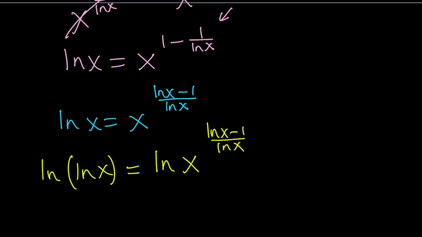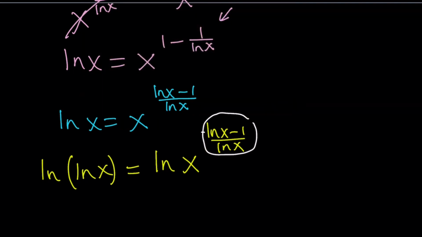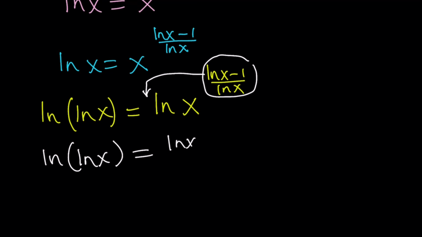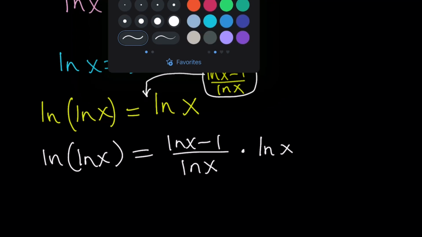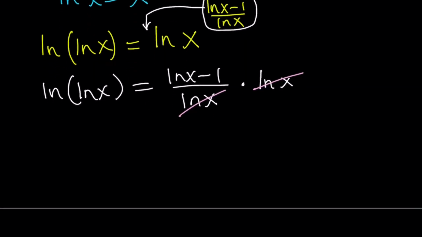All right, great. Now we can go ahead and move the power to the front. This is going to be moved. And we're going to get ln x equals, so ln x minus 1 over ln x is going to be the coefficient now, or a factor, whatever, times ln x. Nice. There's actually a good reason we do this, not only to get rid of the variable exponent, but also to simplify things. Notice that ln x cancels out, leaving us with something simpler. And of course, we always have to make sure ln x does not equal 0.